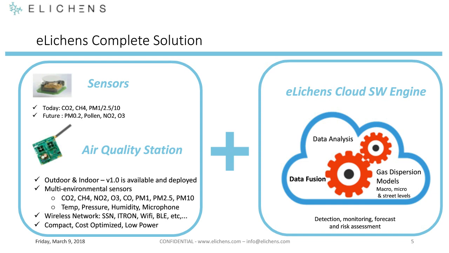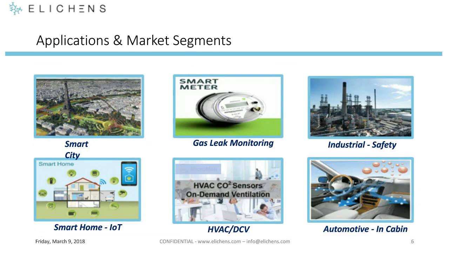The market segments we're present in and working in include smart city with all the outdoor air quality pollution stations, gas leak monitoring for methane and utilities and some IoTs, industrial and safety, smart home IoT, indoor air quality, and HVAC, where they use our sensors for air circulation and higher efficiencies. And coming later this year, early next year, it's going to be in the automotive in-cabin air quality.